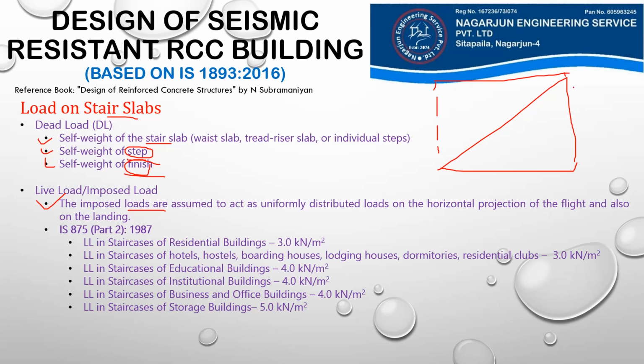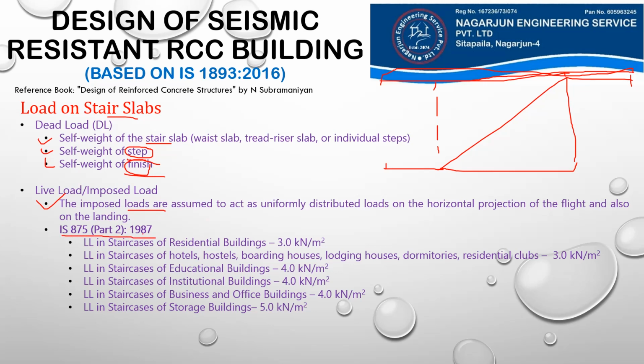And also if there is any landing, then also this landing. For example, if we have landing at the top and bottom, then we consider the whole span from end of bottom landing to end of top landing, and in this whole length we will suppose that our live load is acting. And live load on our staircase is based on, as you already know, IS 875 part 2.